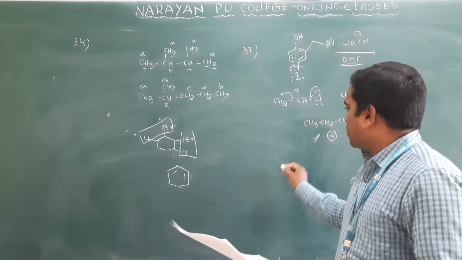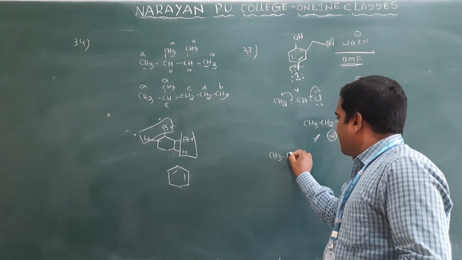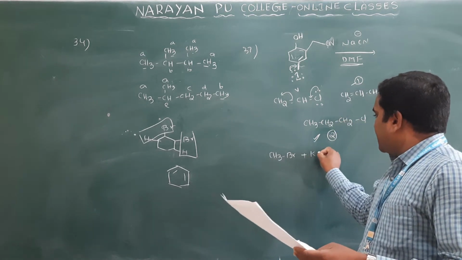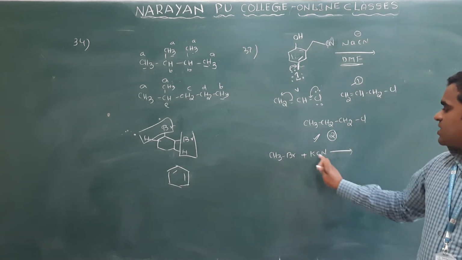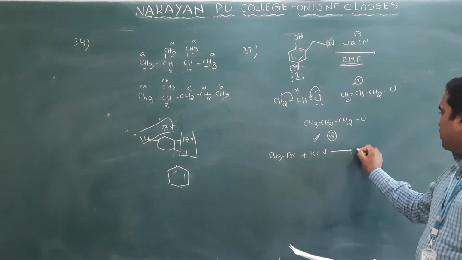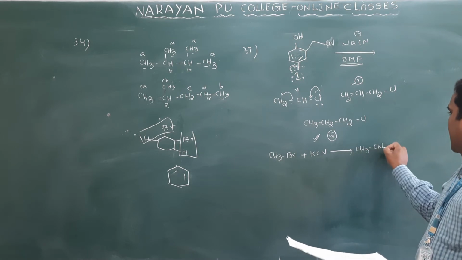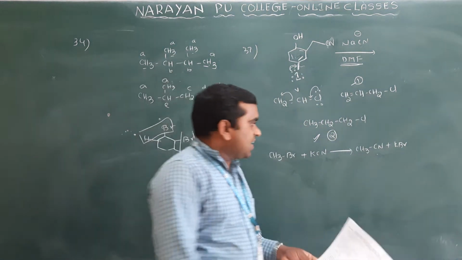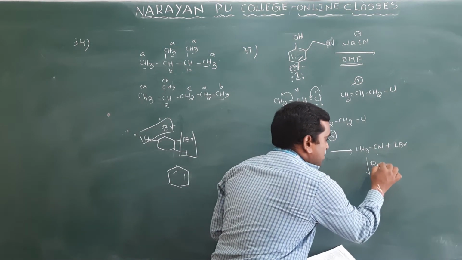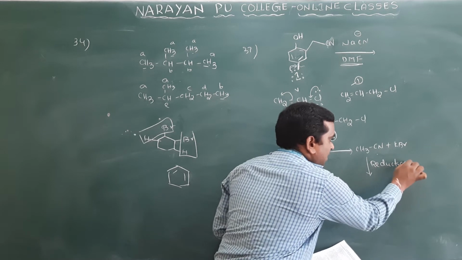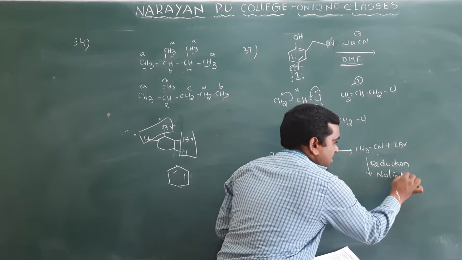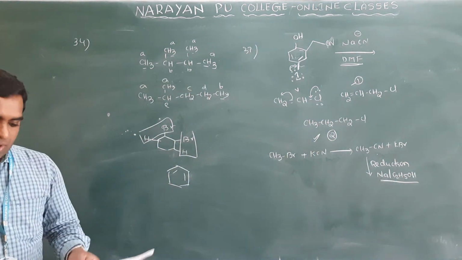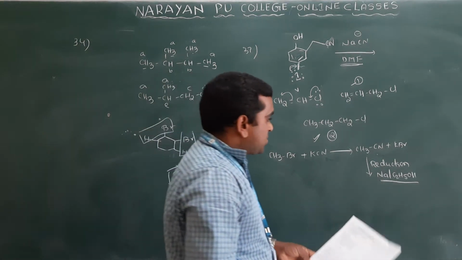Question number 41. Direct question. CH3Br is treated with KCN. Clear? Potassium cyanide and alkyl halide, what will you get? CH3CN plus KBr, which is an alkyl cyanide. Now reduction of cyanides. What is the reducing agent here? Sodium and alcohol. So sodium and ethyl alcohol means reduction. Clear?